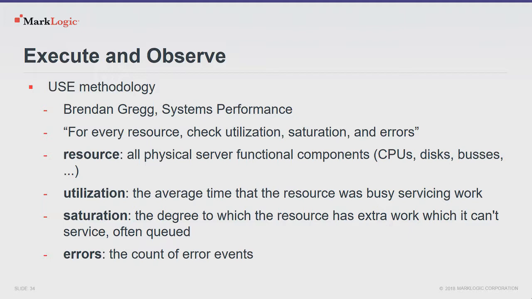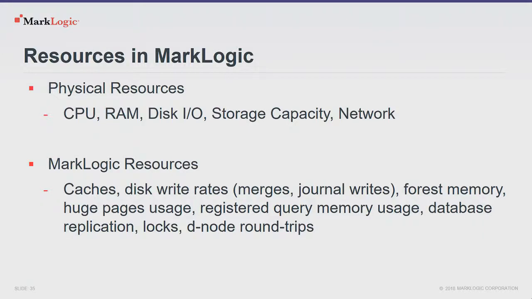So utilization is the average time that the resource was busy doing work. Saturation is basically a queue, like you've hit a threshold and now the resource has extra work that it can't do yet and it's queued up ready for it to do. And obviously errors is your error events.